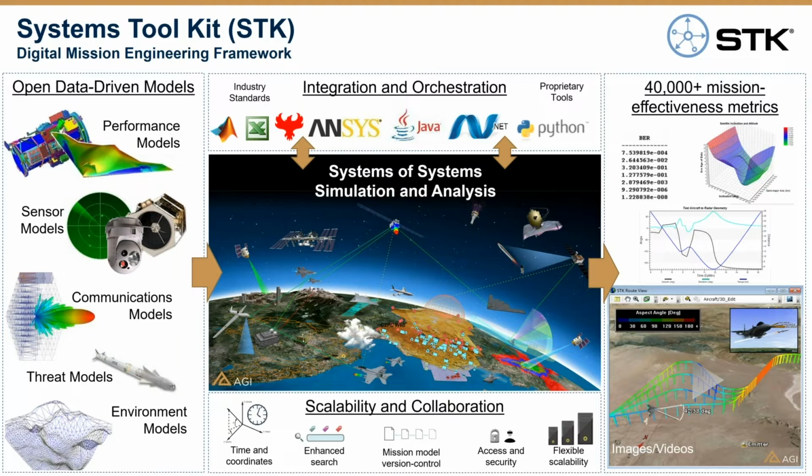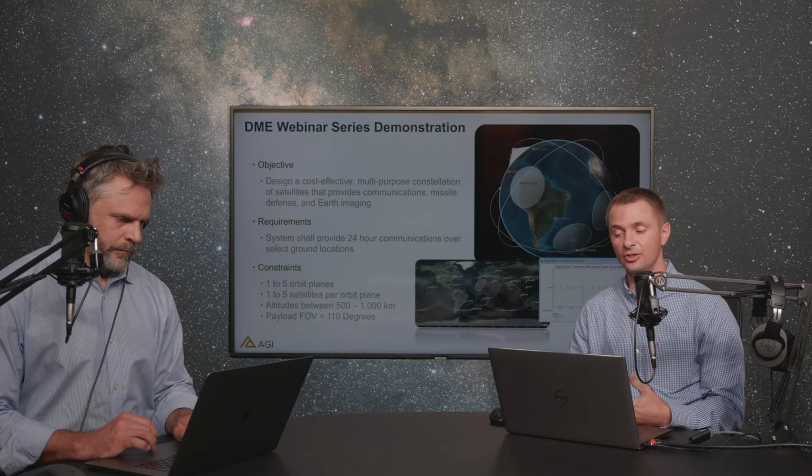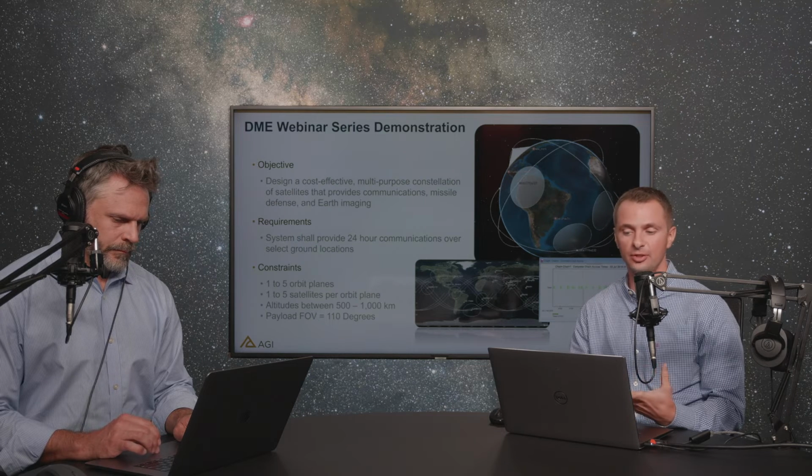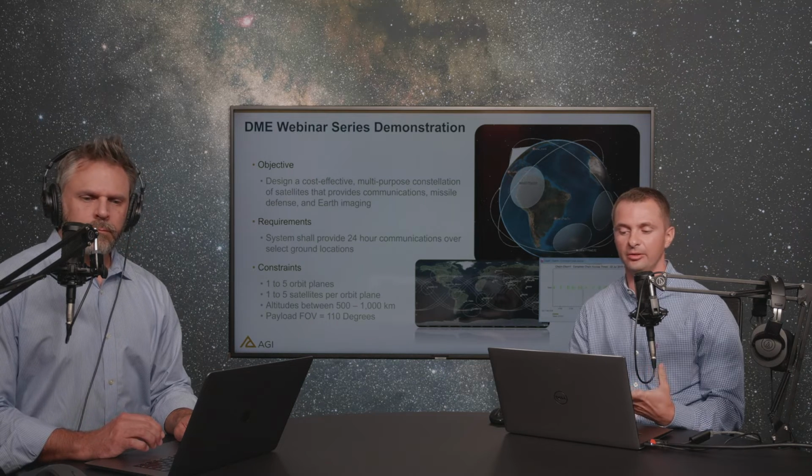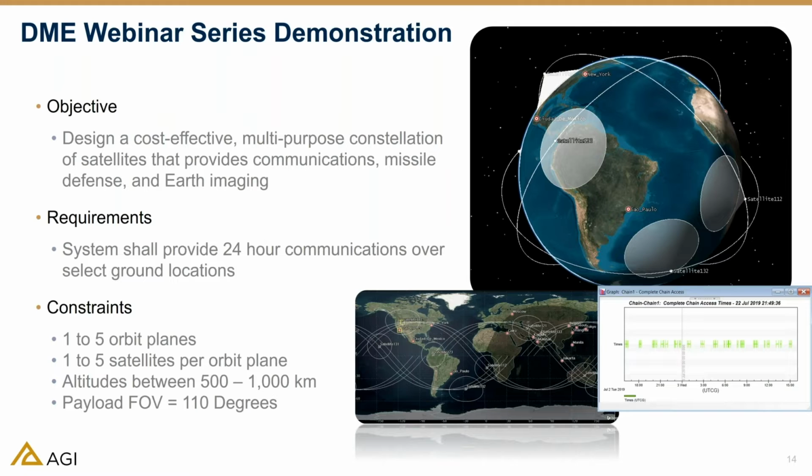So to help illustrate how STK can be applied to digital mission engineering, we've come up with a notional demonstration that we'll be building throughout this webinar series. The objective of this demo is to design a cost-effective constellation of satellites that provides communications, missile defense, and Earth imaging. And the requirements here that we're going to look at in this webinar are the communications, and specifically, we want to provide 24-hour continuous communication over a selected group of ground locations.